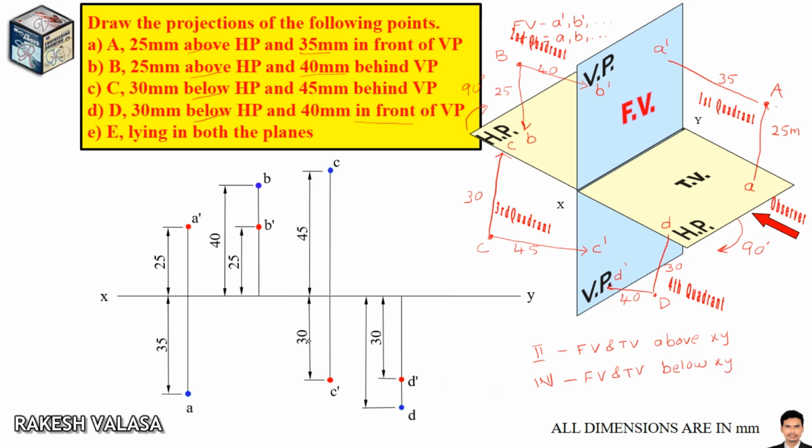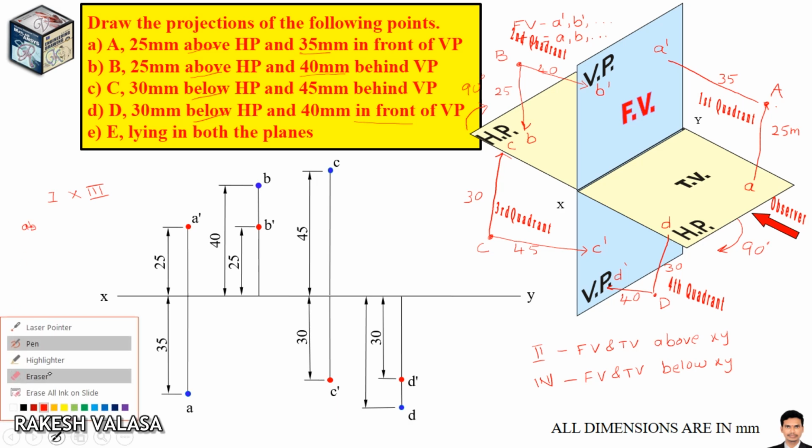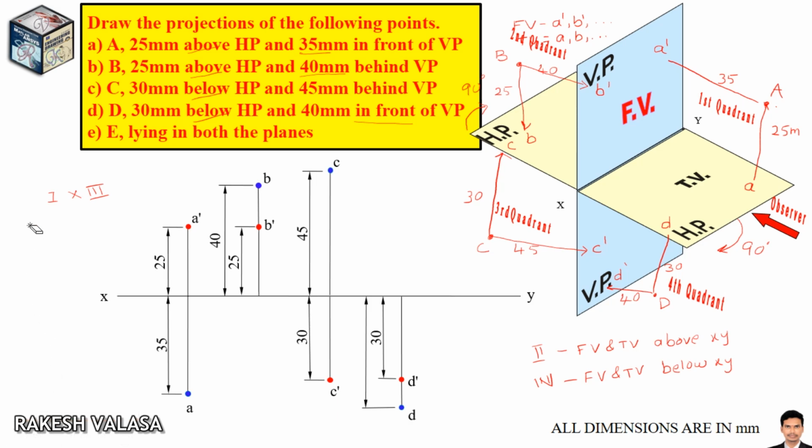One more observation in the first quadrant. The first quadrant is exactly opposite to the third quadrant. In the first quadrant, above HP, front view is above XY, top view below XY. In the third quadrant, front view is below XY, top view is above XY. Just remember these 2 points.